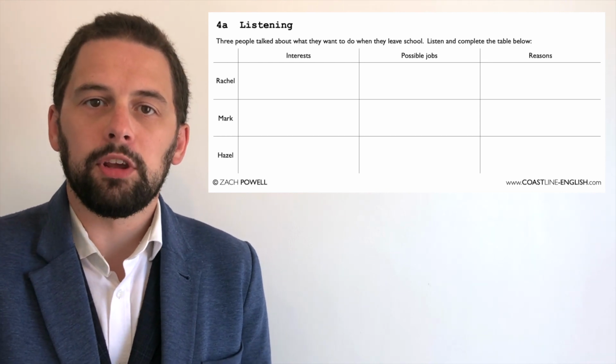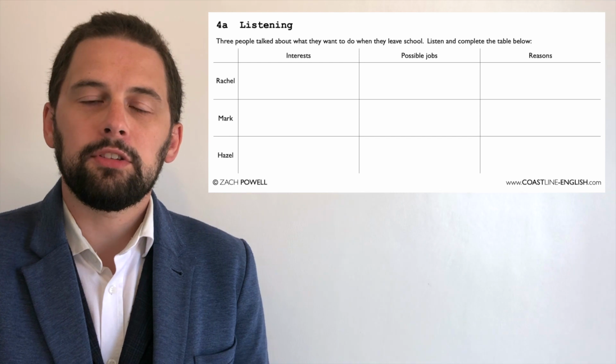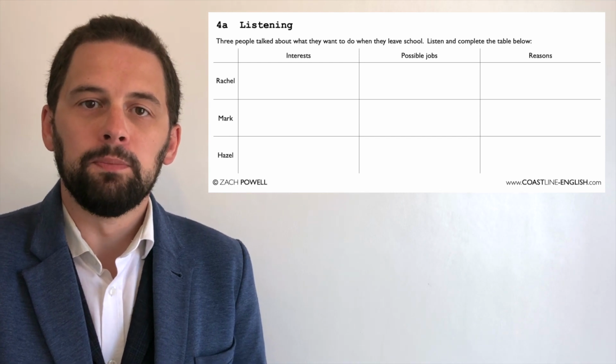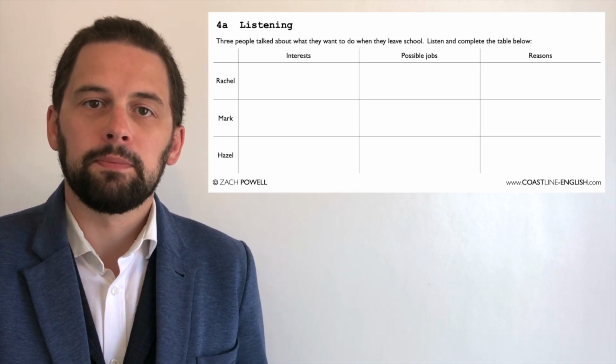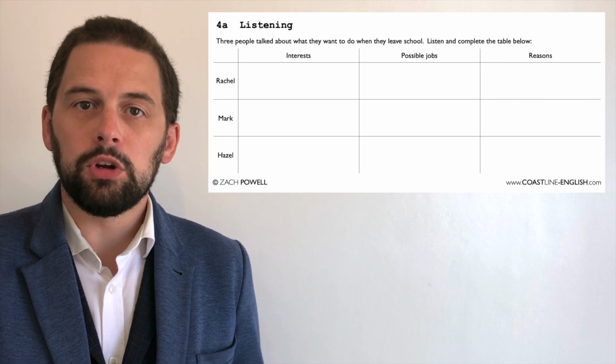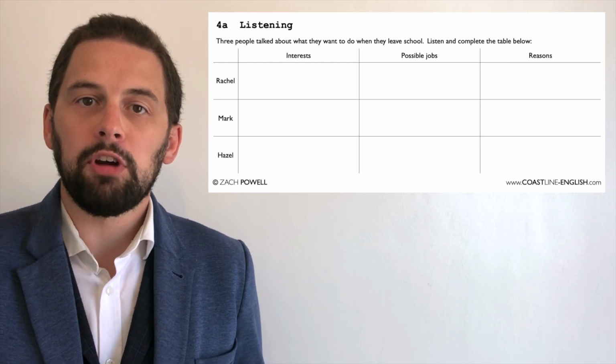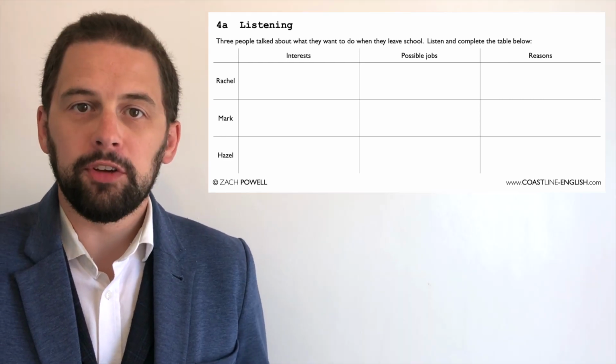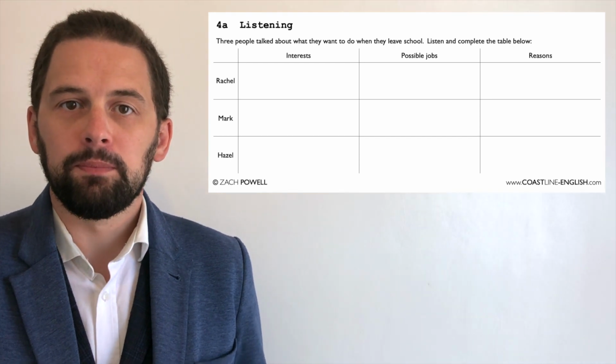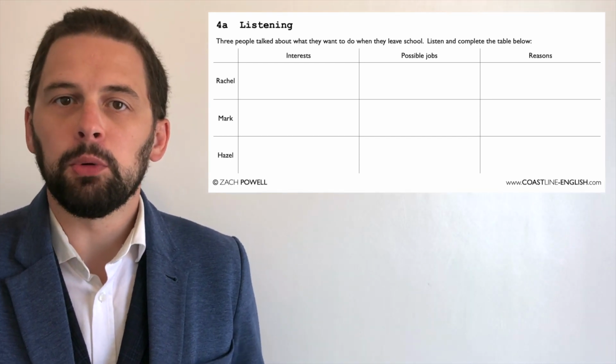4A is listening, so you're going to listen to 3 people who are finishing education and talking about what job they want to go and get. So can you listen to each one and complete the table with their interests, their possible jobs that you would recommend, and why you would recommend that job. For example, if someone said that they love playing football, then you could recommend professional football player.